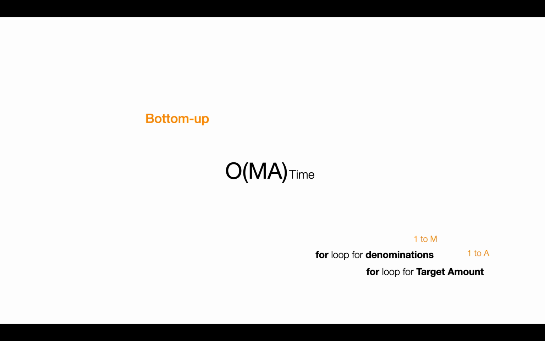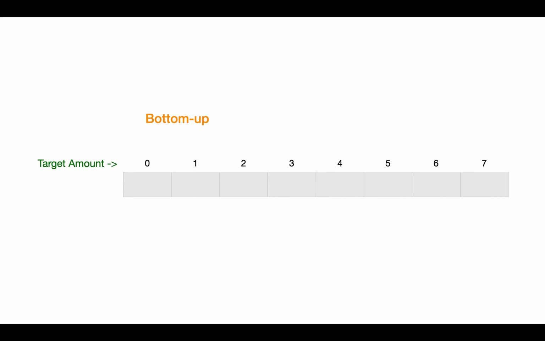Now the space complexity for the bottom-up approach. The space complexity of bottom-up is order of a, as we have taken an array of size a plus 1 to store the minimum number of coins at each target starting from 0 up to a.